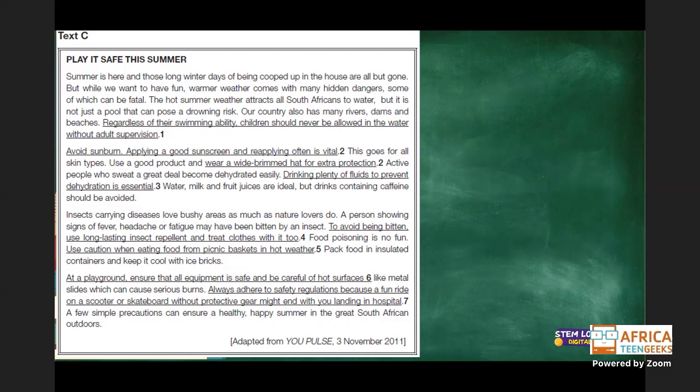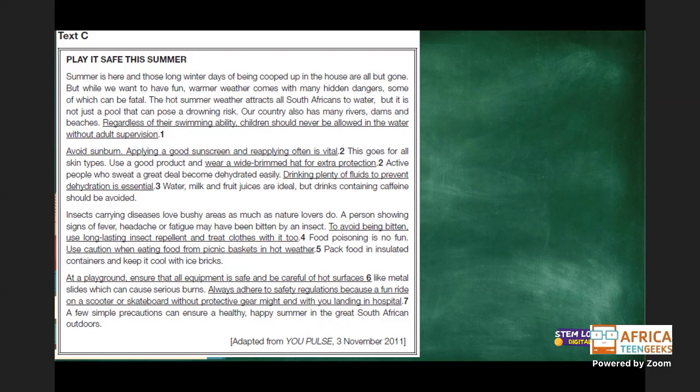Regardless of their swimming ability, children should never be allowed in the water without adult supervision. Okay, so we can see we have underlined the main point there. We continue. Avoid sunburn. Applying a good sunscreen and reapplying often is vital. So that would be the second point.